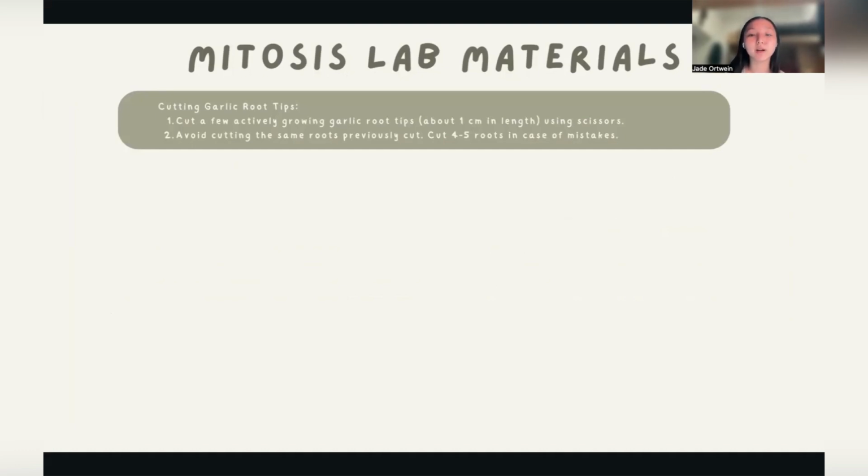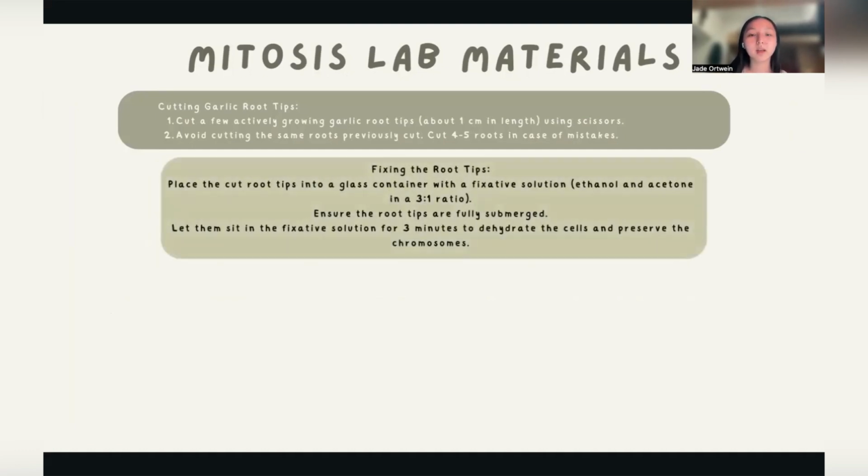You need at least 4 to 5 root tips in case of mistakes. And fixing the root tips, so you need to put them in a glass container with the fixative solution that I just mentioned before, and ensure the root tips are fully submerged. Let them sit in a fixative solution for 3 minutes to dehydrate the cells and preserve the chromosomes.